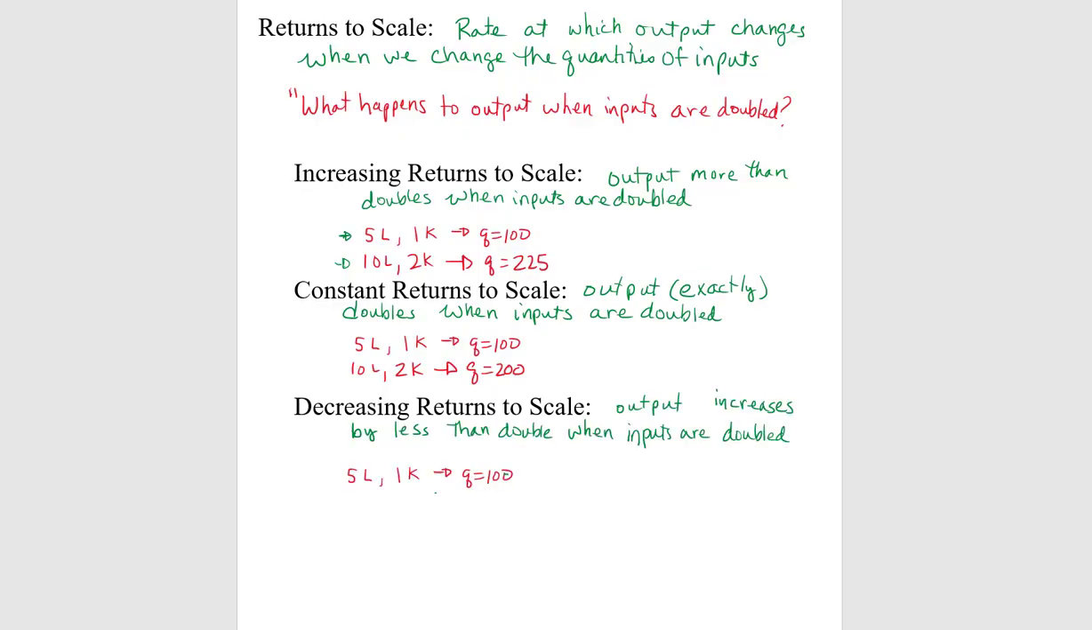For decreasing returns to scale, we say output increases by less than double when inputs are doubled. So if we had 5 units of labor and 1 unit of capital, giving us 100 units of output, 10 units of labor and 2 units of capital would give us something less than 200, right? 200 would be double, so maybe something like 185 units of output. Now let's take those concepts and look at them on a graph.